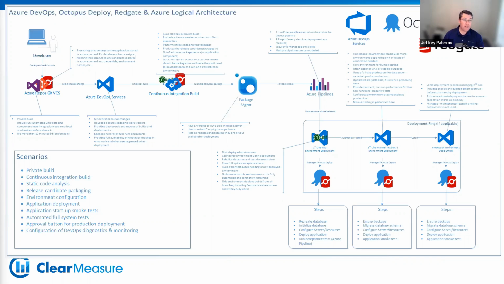And then, of course, the integration build is the second stage of continuous integration. And then the first deployment is the third stage of continuous integration, where we deploy to a real environment and then run full system tests.